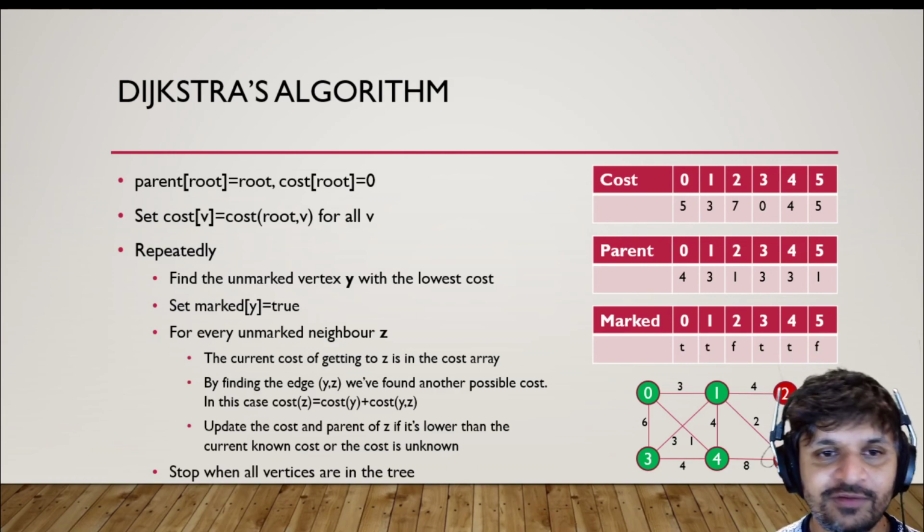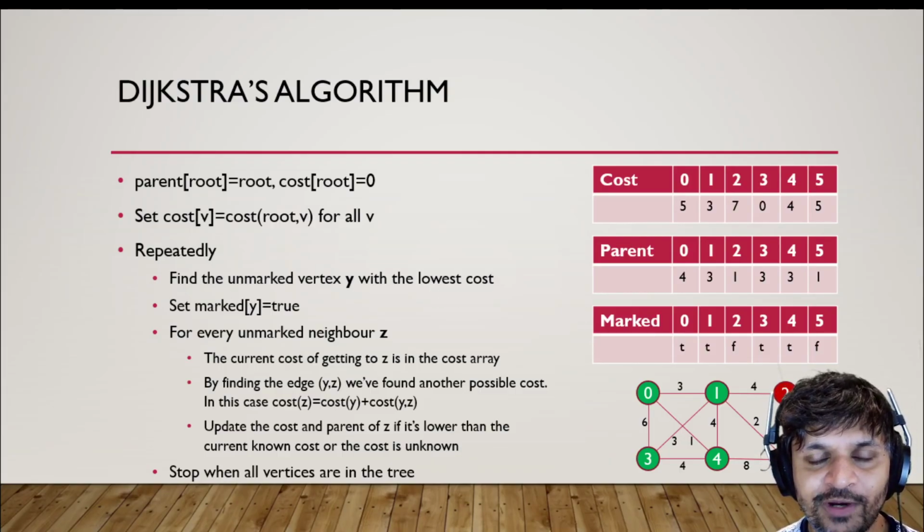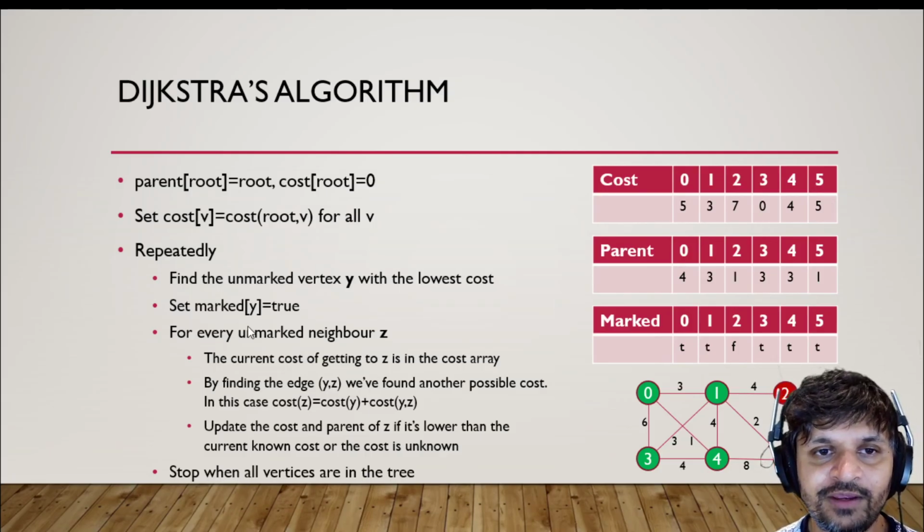So then it says find the unmarked vertex y with the lowest cost. Now my unmarked vertices are 2 and 5. 2 costs 7 and 5 costs 5, so the cheapest one is actually 5. So I pick vertex 5, and then it says for every unmarked neighbor z. Does 5 have any unmarked neighbors? No, it doesn't. So again, the for loop does nothing.